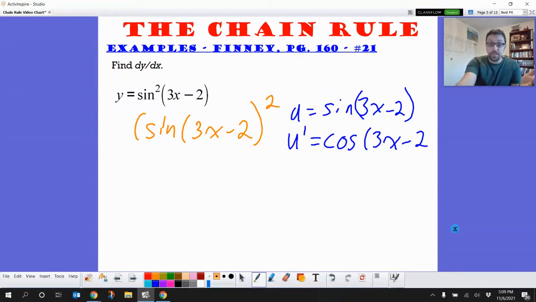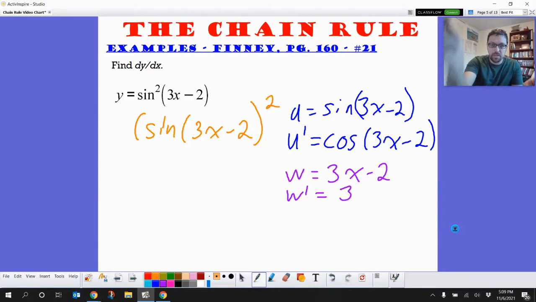Oh, but wait, there's still an inside part for that. So we have to do the chain rule yet again. We can chain the chain rule. So I'm going to call it something else. I'll say w is sort of our inside part. So that's 3x minus 2. So w prime is going to be just 3. So in order to figure out u prime, we need to multiply this by 3. So I'll just sneak it in front right there. So u prime will be 3 cosine of 3x minus 2.